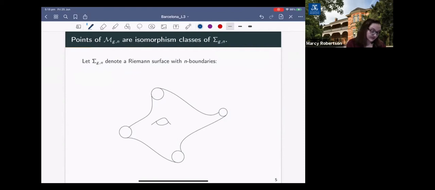All right, so I'm going to write Sigma_{g,n} throughout the talk for a Riemann surface with n boundaries. And I'm going to assume a few things that aren't super important, but might as well have them. So my boundaries will all have a collar.